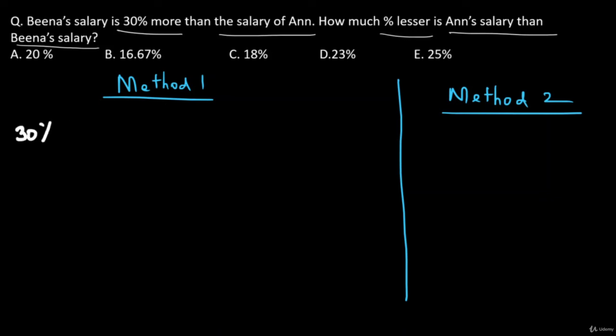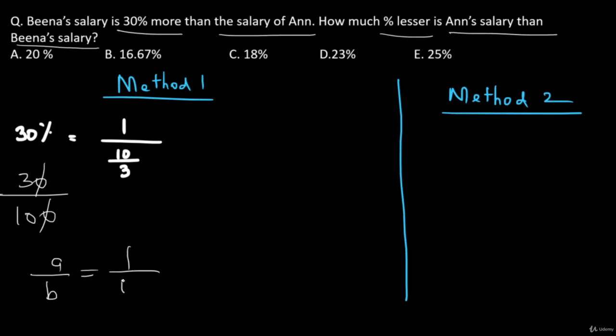Now 30% is the same as 1 by 10 by 3, right? Why is that so? 30% is nothing but 30 by 100. So you cancel out the 0 and you take this 3 down. So you get this as 1 by 10 by 3, because a by b is equal to 1 by b by a. That's what we've used over here.